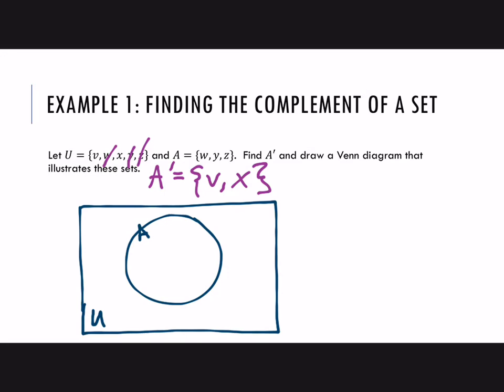Okay, and then inside the circle, we write things that are elements of set A. So we have W, Y, and Z. And then outside the circle goes A complement's elements, V and X. And you can write those anywhere you want, but notice we have to write everything still in the rectangle. So now if you looked at just the rectangle and you ignored the circle division and things inside, you should see all 5 elements in the universal set, and we do. Okay, and that's it.